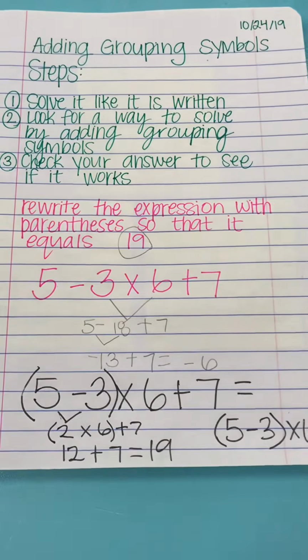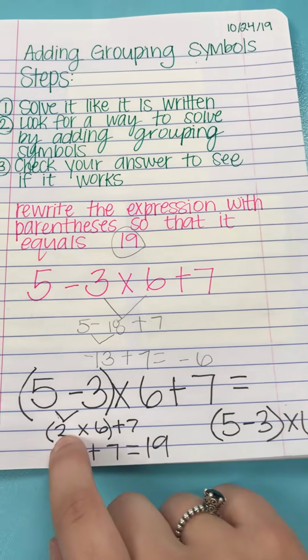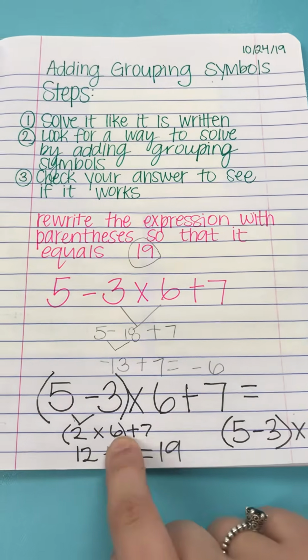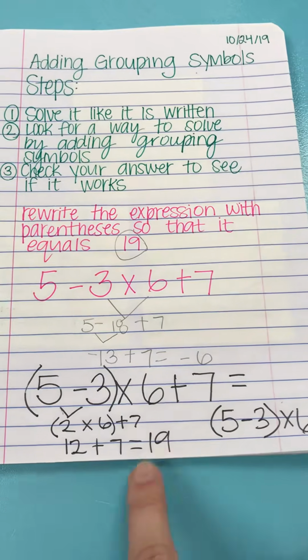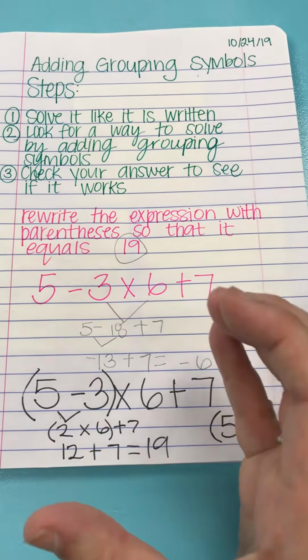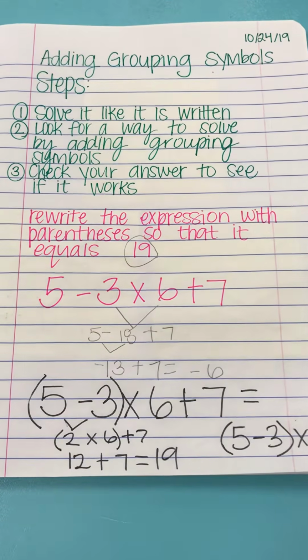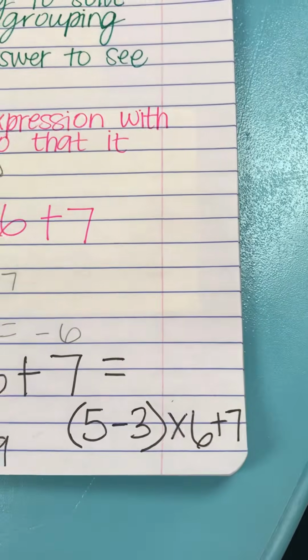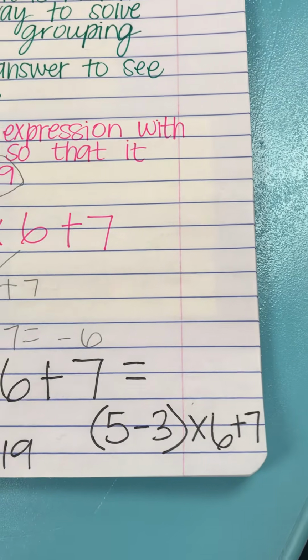So we said, well, I know that 5 minus 3 is 2, and 2 times 6 plus 7 would give me 19. So what I need to do to group that so that I can follow the order of operations and get the result that I need, I would do (5 minus 3) times 6 plus 7, and that's how the finished product would look.